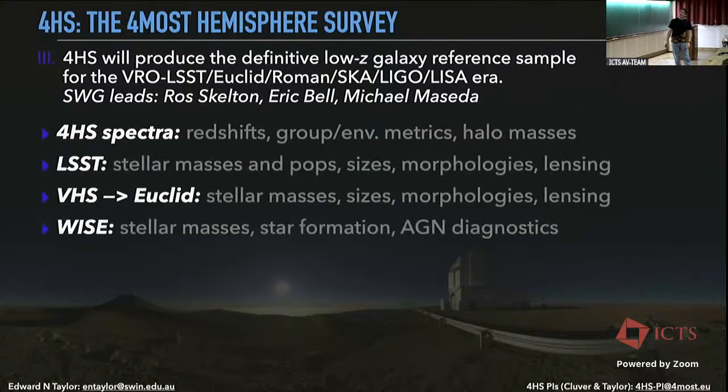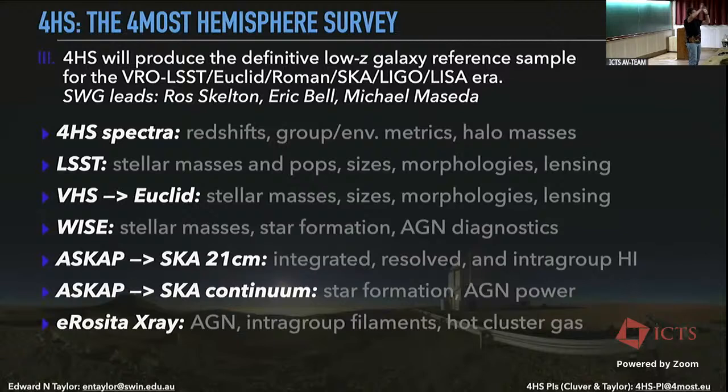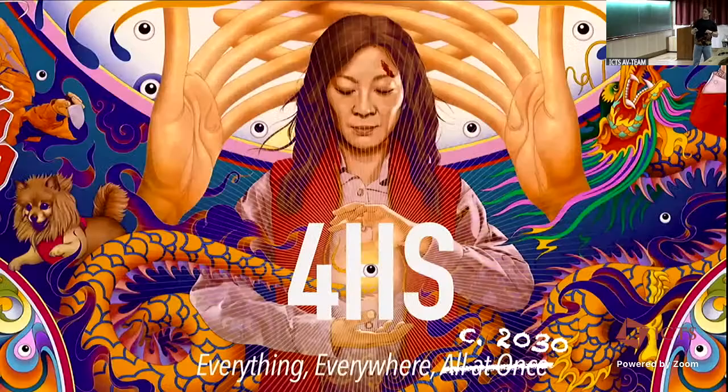So following the GAMA model, our ambition is that the 4HS spectra are just the beginning. The goal is to combine the 4HS, which gives you the redshifts, group and environment metrics and halo masses, with optical imaging from LSST to do SED fits like stellar masses, sizes and morphologies and lensing, to upgrade from VHS to Euclid, especially for lensing, to make full use of WISE, which is an all-sky infrared satellite for stellar masses, star formation, AGN diagnostics, radio from the SKA pathfinders, including MeerKAT to SKA, and eROSITA X-ray. You get that full census of all possible galaxy properties.